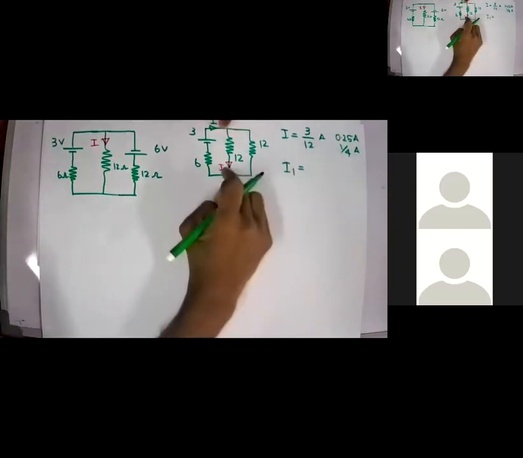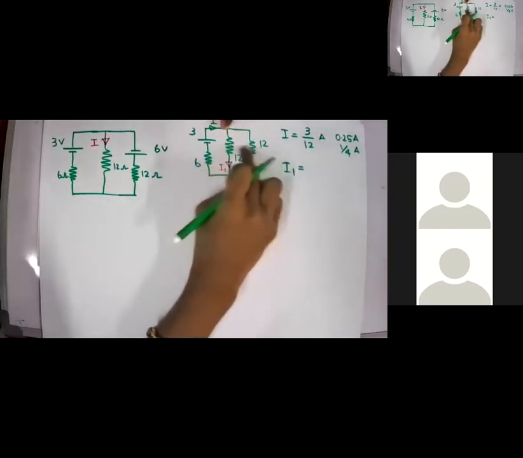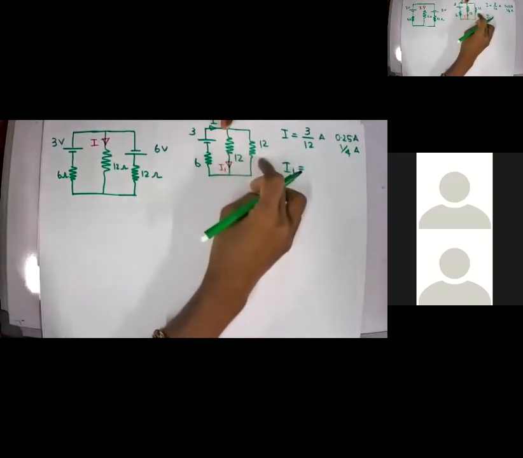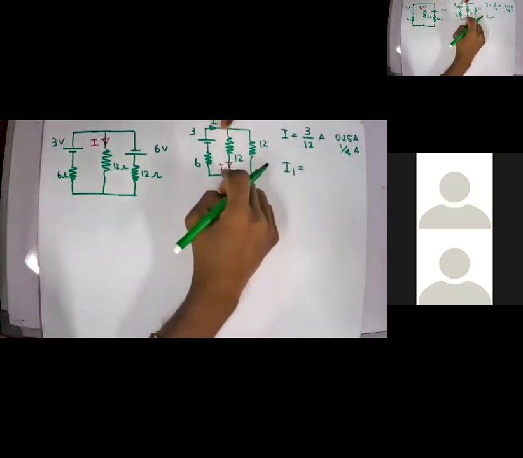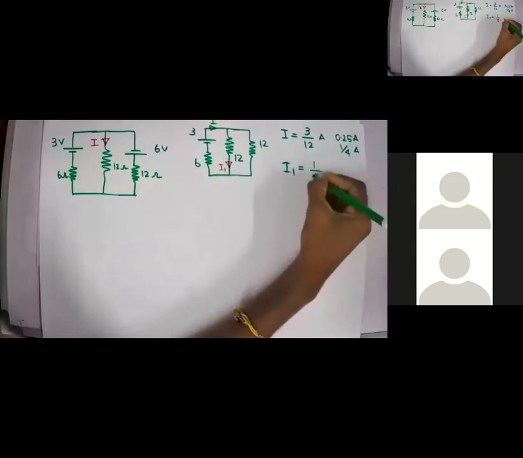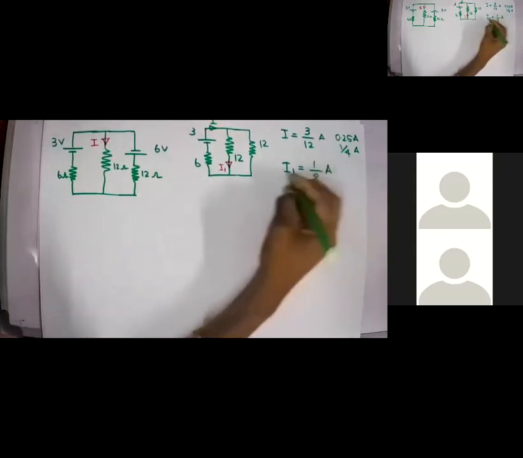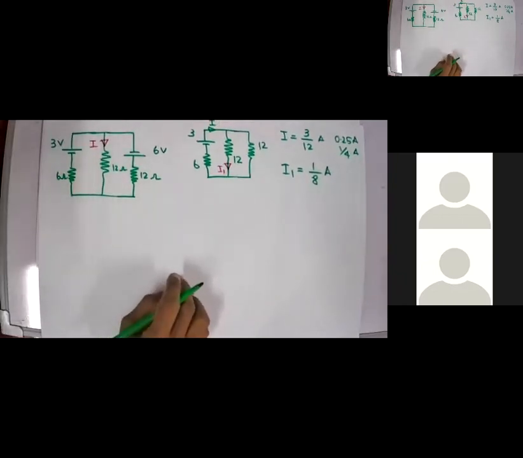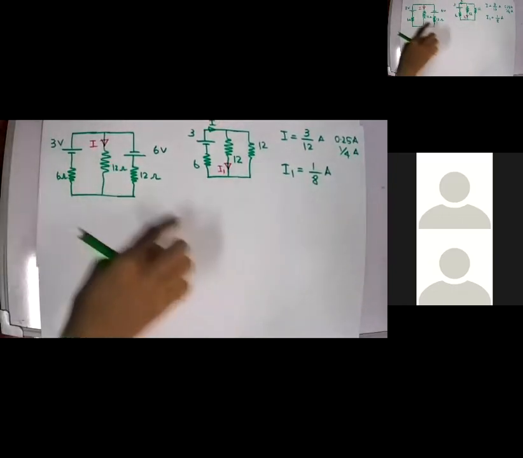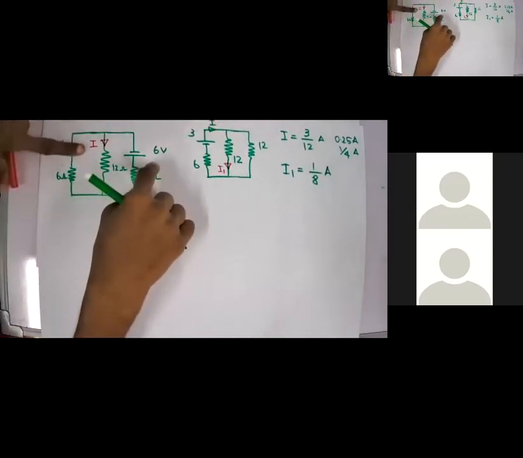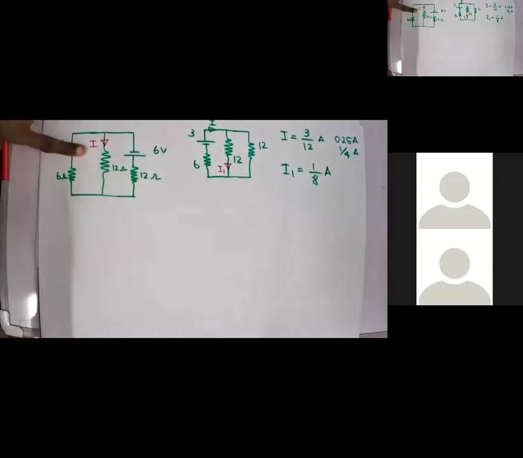Right, my I1 will be, again, I have to apply current division across these two. Since these two are equal resistance, my I1 will be half of I. Am I right? Half of I, or I can say 1/8 amperes. I1 is 1/8 amperes. Now we'll calculate I2 by keeping this battery alive and this battery short circuited.